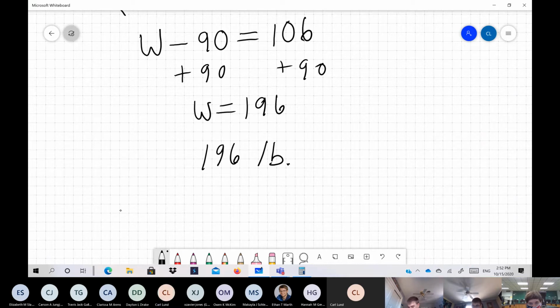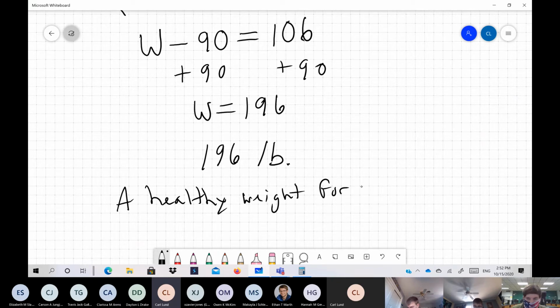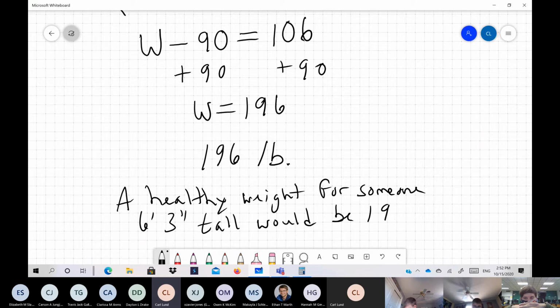Better still, a healthy weight for someone 6 feet 3 inches tall would be 196 pounds. And again, that doesn't mean that 196 pounds is the only healthy weight for that person. It means that is in the healthy weight range for an average person of that height. Any questions about anything so far?